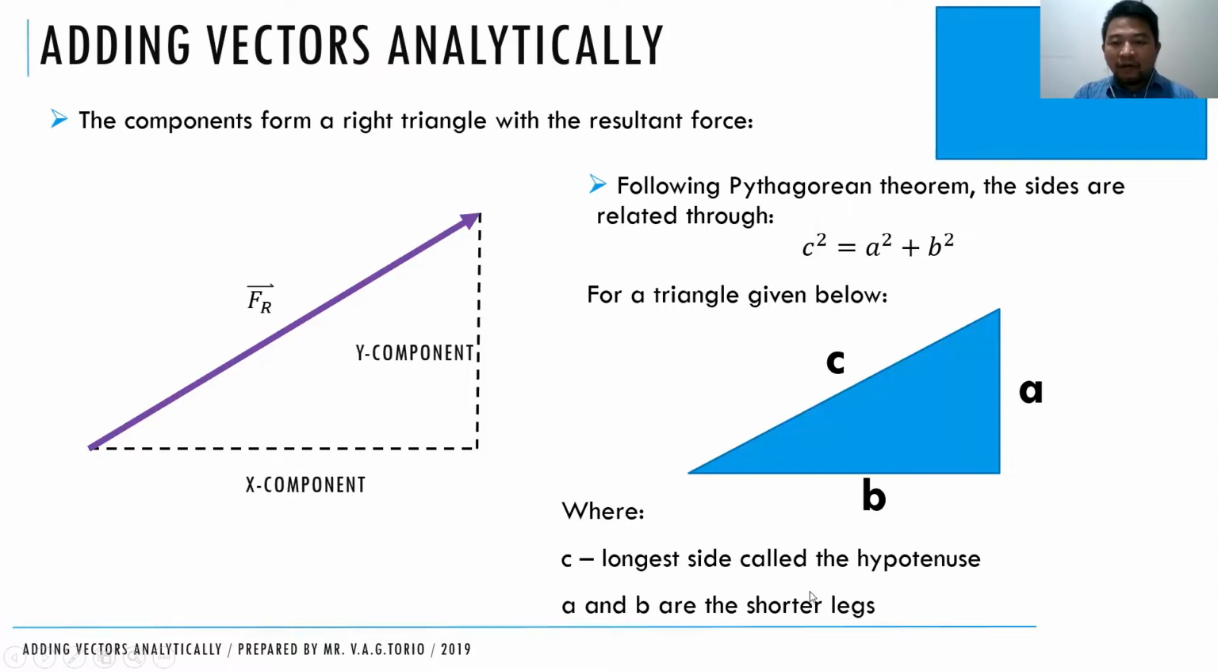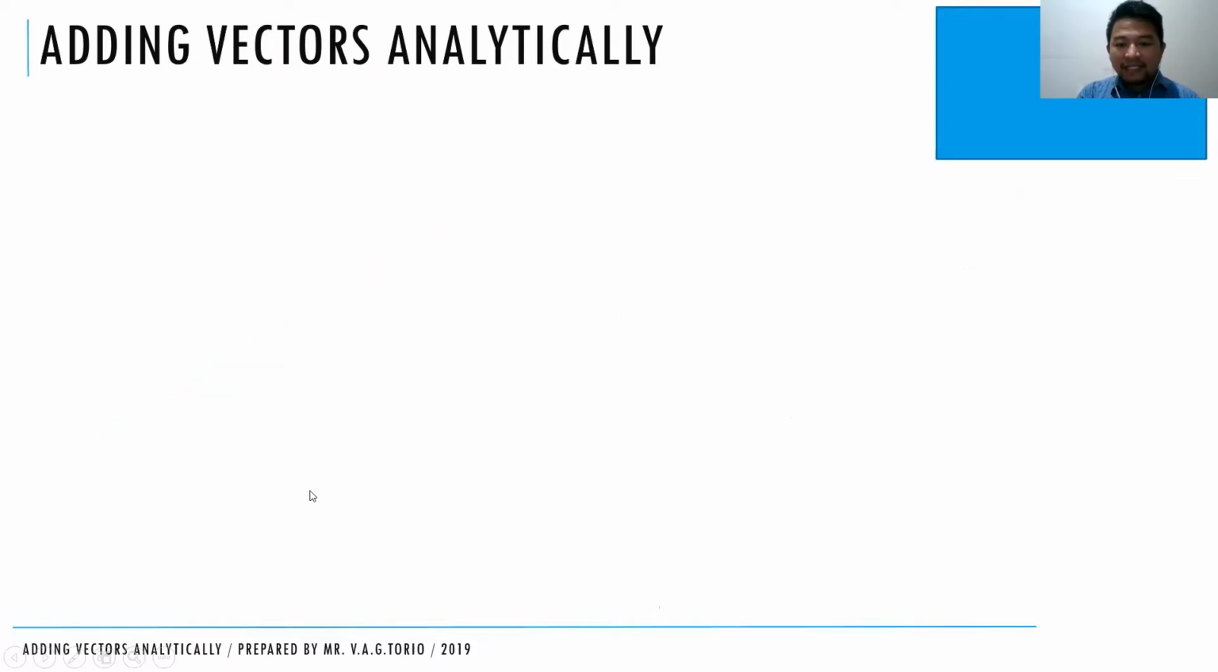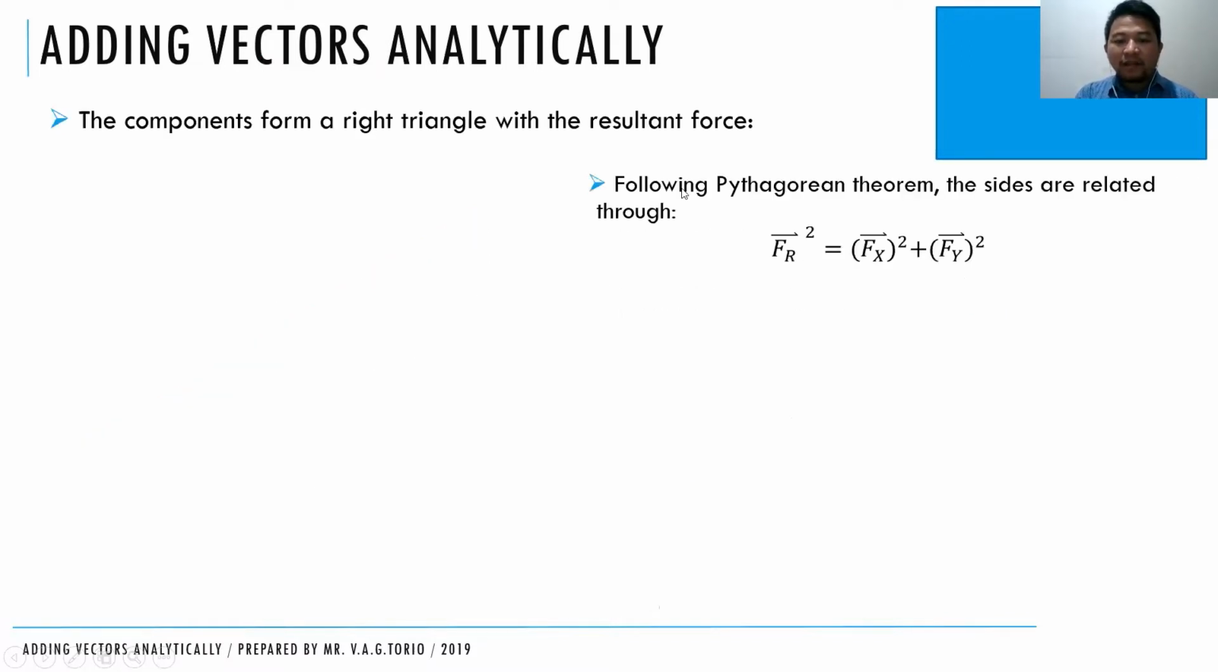And we can now relate the three sides through the equation c squared is equal to a squared plus b squared. And in this case, we can think of the sides F sub r, F sub y, and F sub x, and relate the three sides following the Pythagorean relation and get F sub r squared is equal to F sub x squared plus F sub y squared.